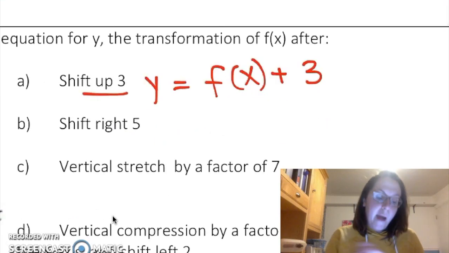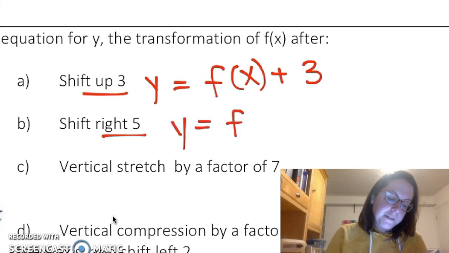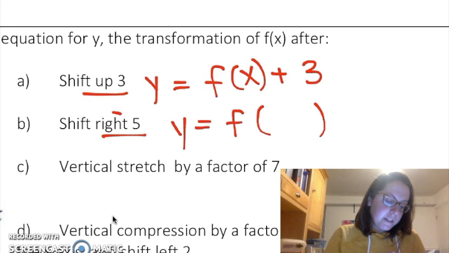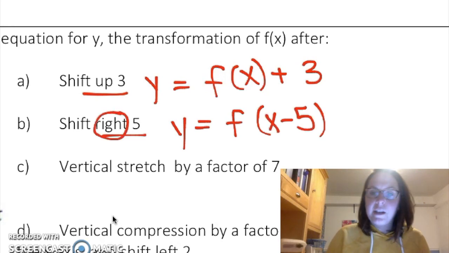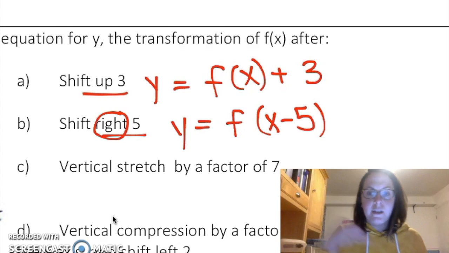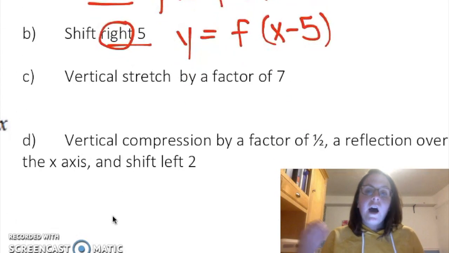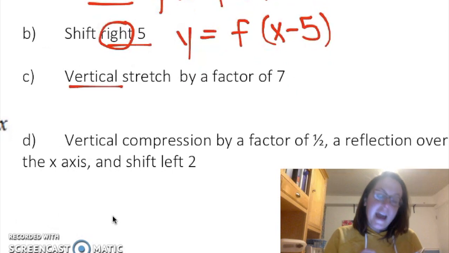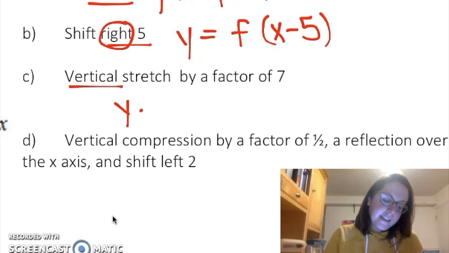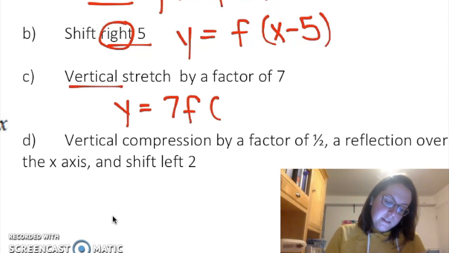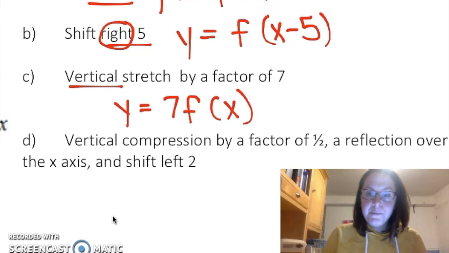Now, shift right. That's got to be inside, because it is horizontal, so it's going to be inside my parentheses. And I'm going to the right, which means I'm going to use the opposite sign, so minus 5. Positive direction, negative sign. A vertical stretch, so this needs to be outside. Stretches are dilations, so a factor of 7 times f of x, there we go.